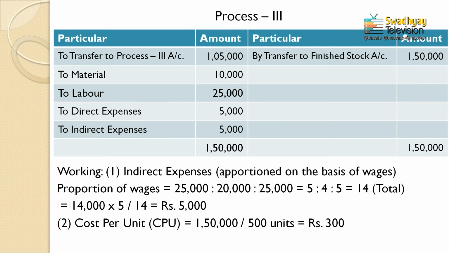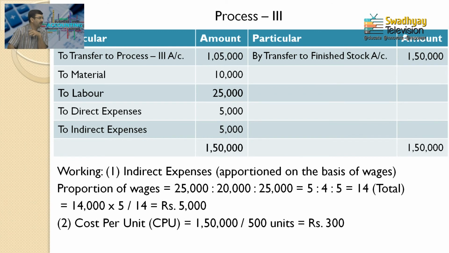and that's why after the end of the third process it is considered as finished goods and must be transferred to the finished stock account, and that is why it is written here that at the end of the third process it is transferred to the finished stock account. The total amount of process 3 cost is 1,50,000, and this 1,50,000 rupees has to be transferred to the finished stock account, and again the cost per unit is calculated. The 1,50,000 rupees is the total cost.